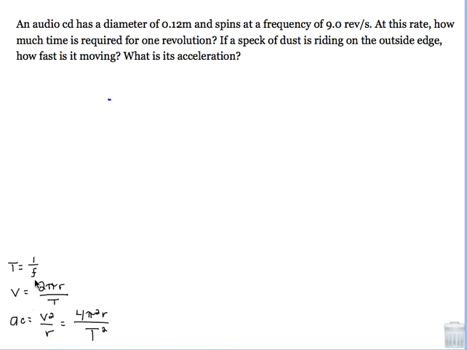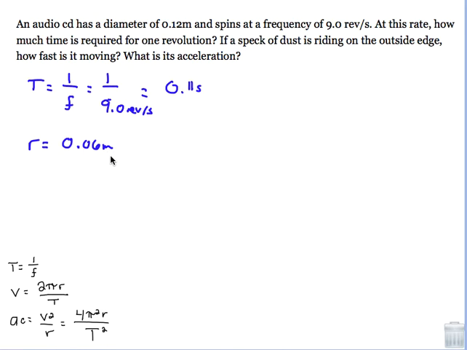I have some of our equations down here, so I know that the time it takes for one period is the inverse of the frequency, which is equal to, in this case, we have 9 revolutions per second, and that is going to be equal to 0.11 seconds. That's our period. That's the time it takes to go around the circle once. And then, knowing that the speck of dust is moving around the circle whose radius, which is half of the diameter, is 0.06 meters.